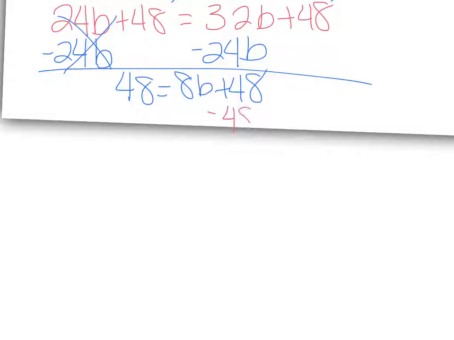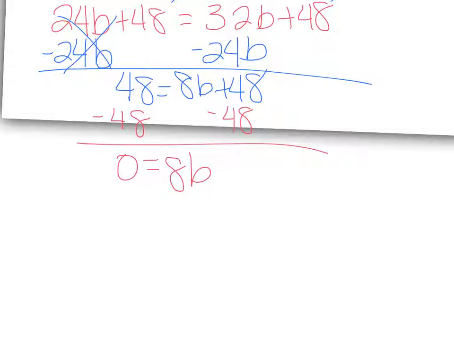Right, subtract 48. Well, 48 minus 48 gives me 0. And what would you do lastly to solve for b? Divide by 8. Well, what is 0 divided by 8? 0. So b equals 0.